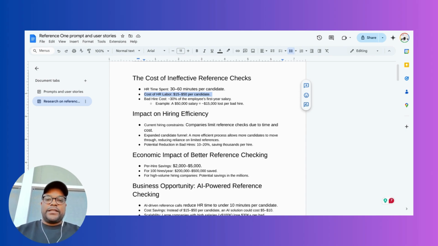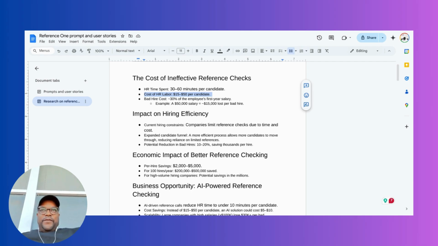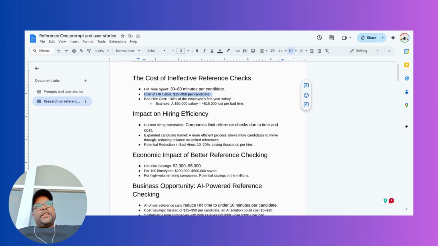Because if you take the 30 to 60 minutes that it takes to not only do all the reference checks, let's say there's 3 to 5 reference checks per candidate, each one takes about 10 minutes, that's 30 minutes. And then you take 15 minutes to review the candidate, 15 minutes to do analysis, and then converse with the rest of the hiring committee for this role. That's how you get that 60-minute mark.